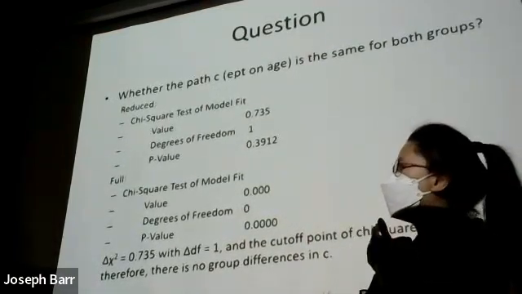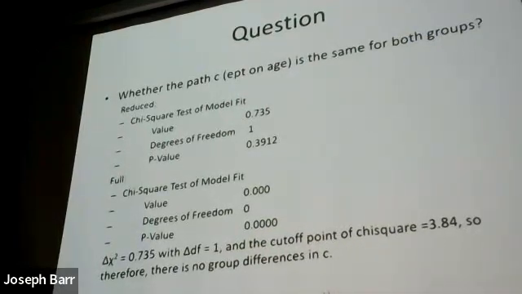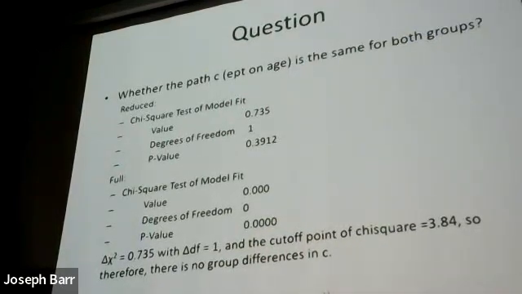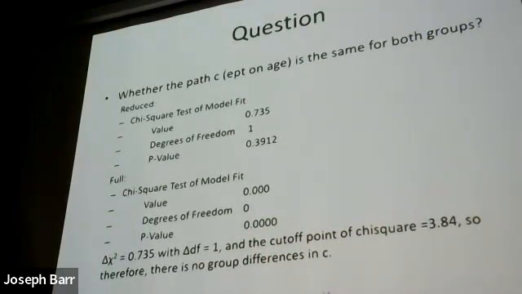The reduced model versus the full model has degrees of freedom 1. So for chi-square with degrees of freedom 1, the critical value is 3.8. So it's less than the critical value. It is not significant. So the reduced model is not significantly worse than the full model. We should use the reduced model because it's similar.